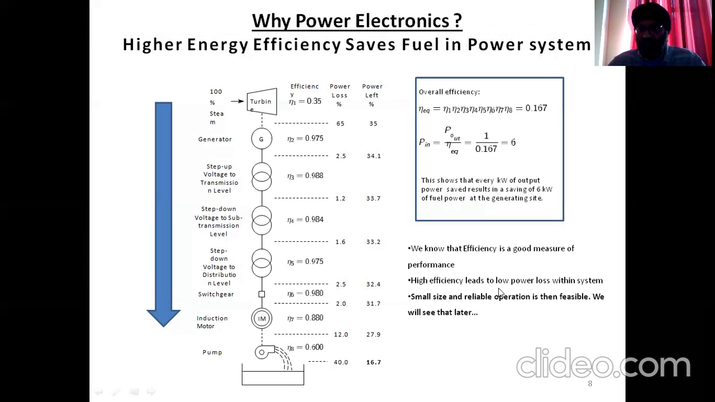So we know that if we go for a high-efficiency design in this whole process, if we change the design over here and improve the efficiency and increase this output power, it means the losses are minimized. So that's the whole idea. We want to do that. But at the same time, we want a smaller size of the equipment and reliable operation of all the equipment in the process. So that's what we want, and power electronics helps us to achieve this. We'll see later.